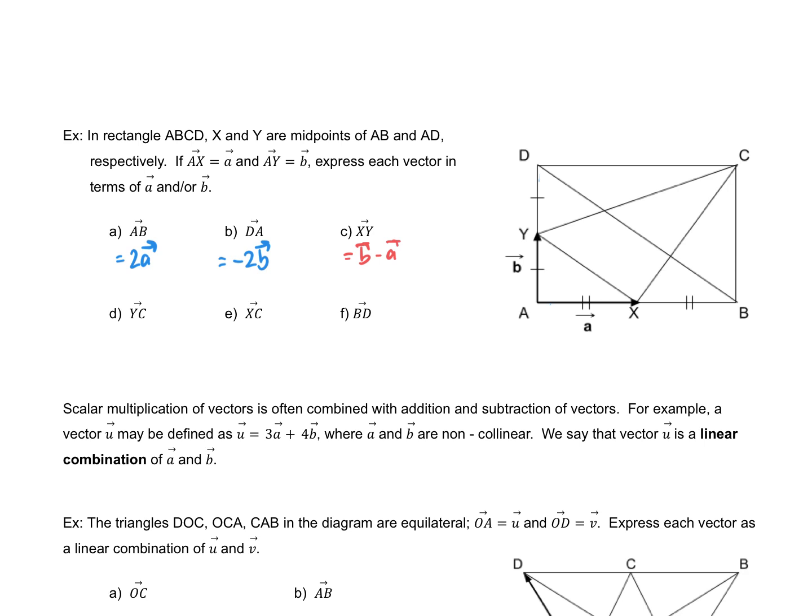Next we have YC, which is this vector here, and it is the resultant vector of this with this. Now this horizontal one, that's just 2 of the vector A's because it's parallel to AB and the same magnitude, and this is vector B. So 2 A's plus vector B. Next I have from X to C, well, that's 1 vector A and 2 vector B's, and it is the sum because those vectors are arranged head to tail.